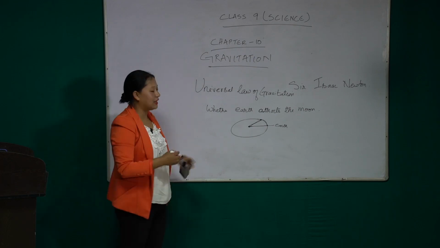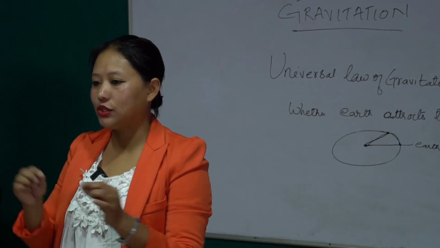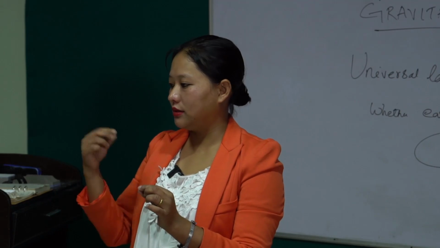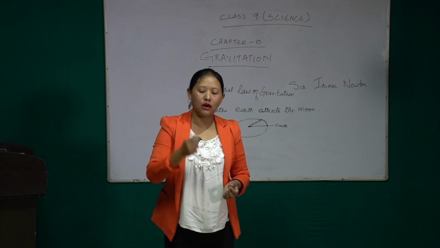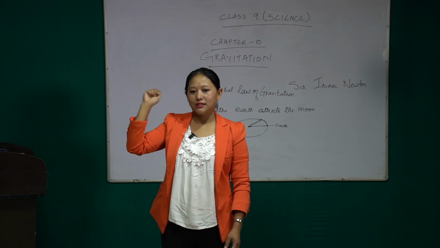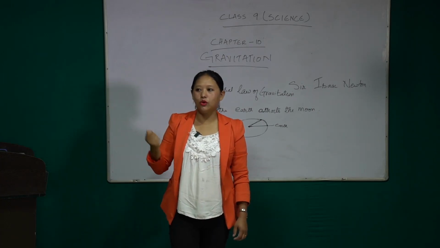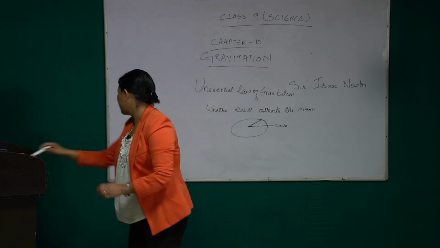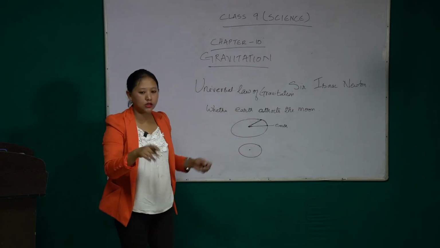So in order to understand this, let us do one activity. In this activity, all you need is a thread and a small stone. I want you all to tie that small stone on one end of the thread and hold the other end with your hand, and then swing the stone. If you swing the stone, then what do you observe? The stone will move in a circular motion, right? Just like this. The stone will start rotating in a circular motion.